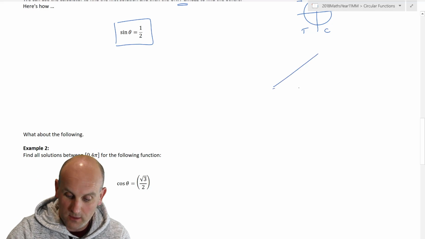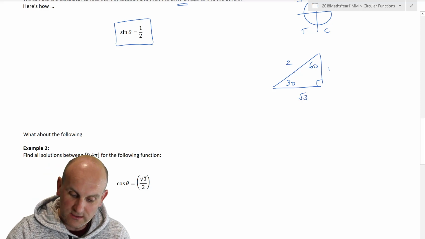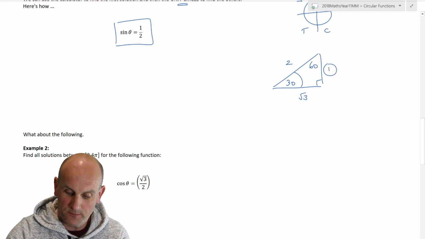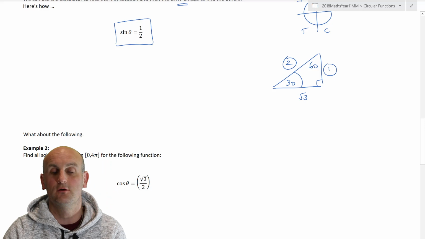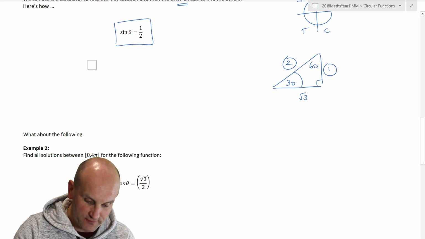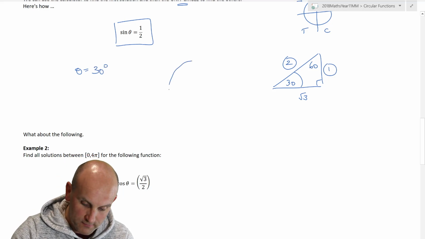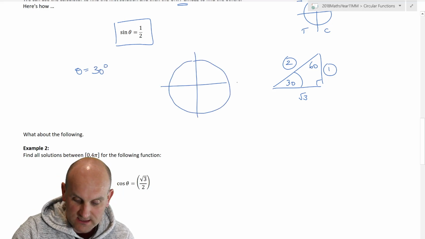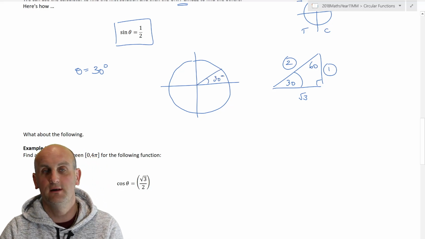And again, if you remember, we have these triangles, which are 30, 60, and there's 90. We know that's 1, 2, and root 3. And if I'm trying to find 30 degrees, sine is opposite over hypotenuse. And so we can say straight away from that triangle, from my calculator, that the first angle of theta is 30 degrees. So now I'm going to draw my unit circle, and I'm going to say, right, there is my first and my reference angle of 30 degrees.